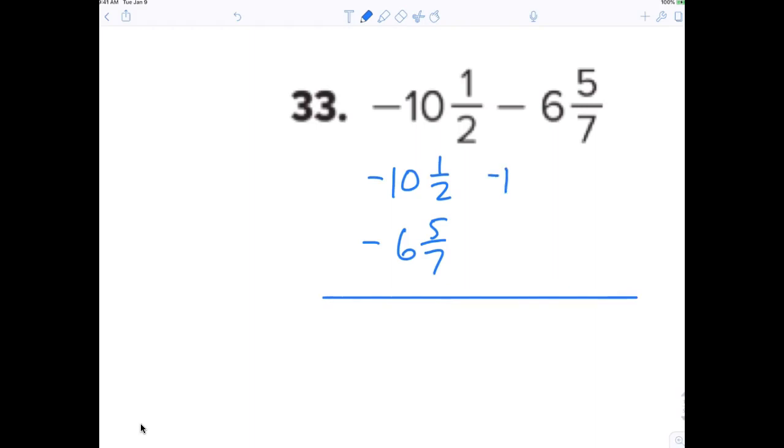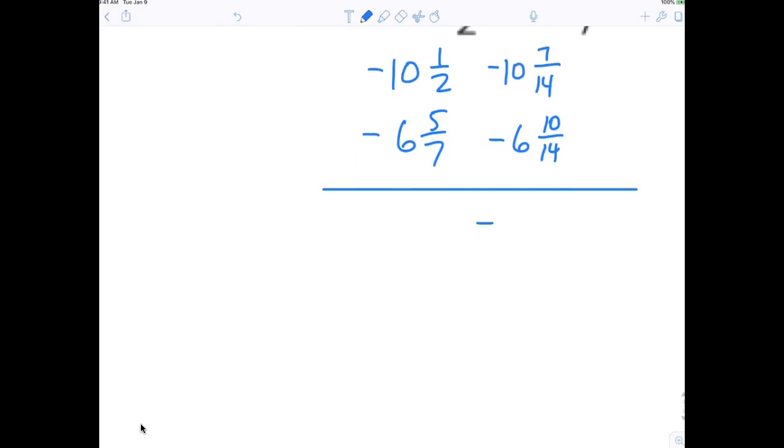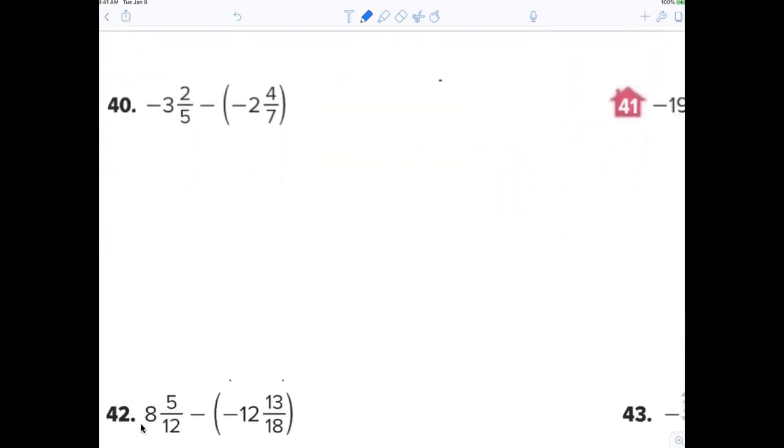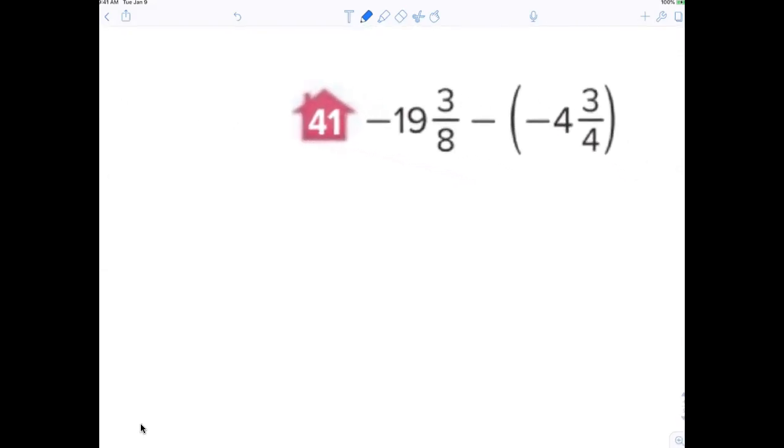You're awesome. That is really good. Really good, guys. All right. 35. No, 35. Now, 41, I need everybody to put a star on 41. Everybody put a star on 41.